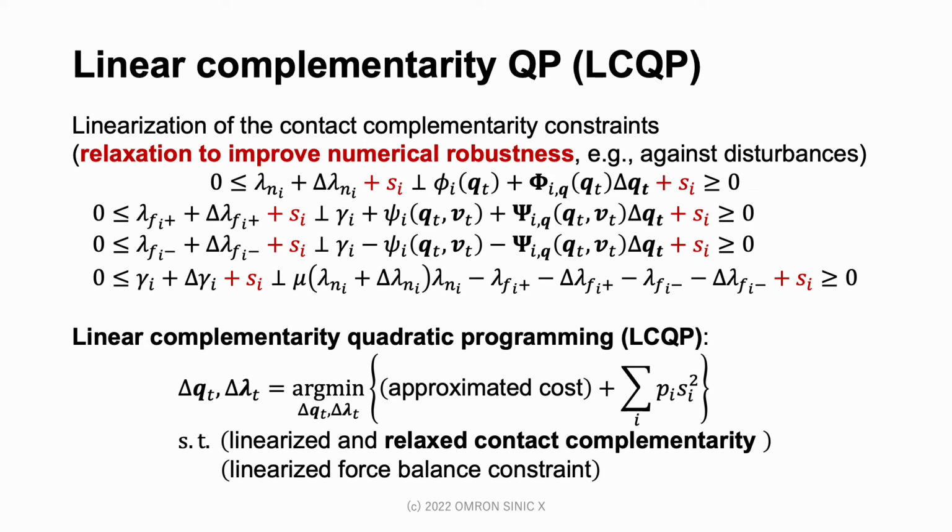Finally, we summarize the LCQP problem. We seek that delta Q and that delta F that minimizes the approximated cost function subject to linearized and relaxed constraints.